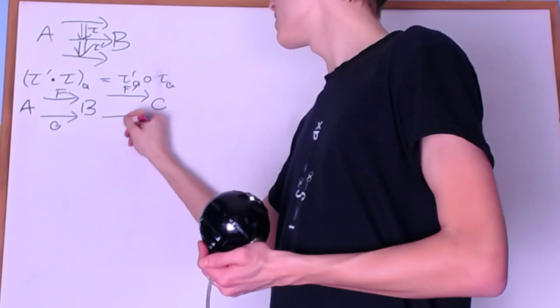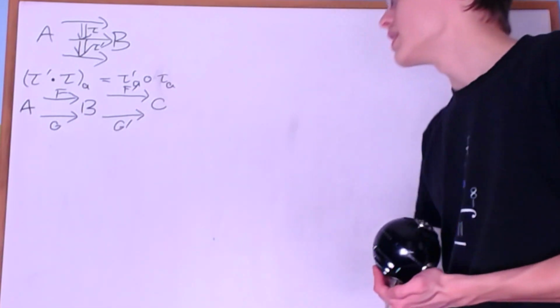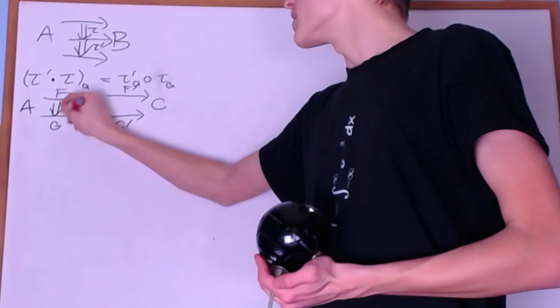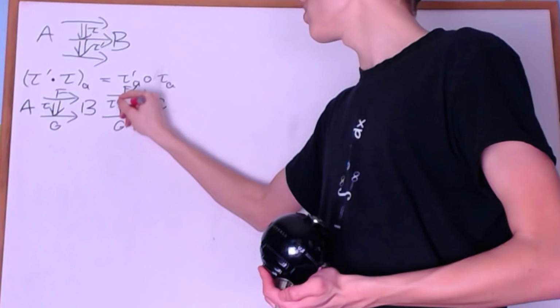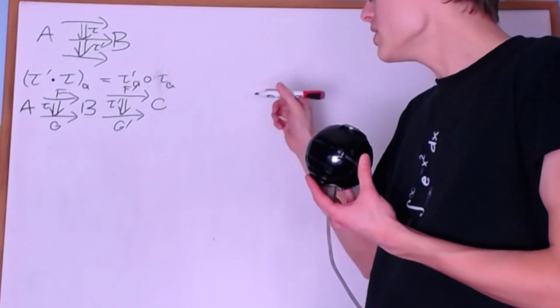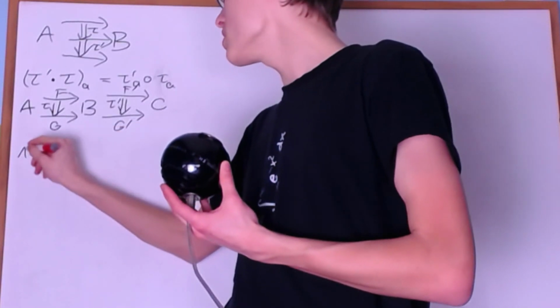Now, what about horizontal composition? So let's be a little bit more descriptive with this diagram. We'll have three objects, A, B, and C, and we'll have... Now, what I can do is create a composition.